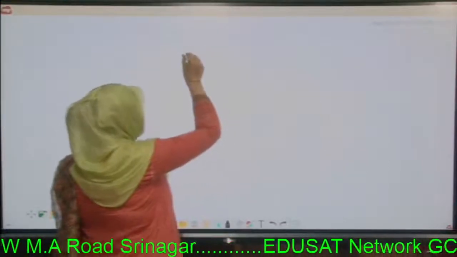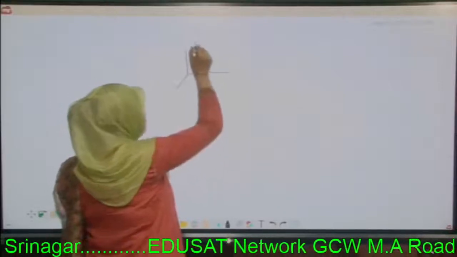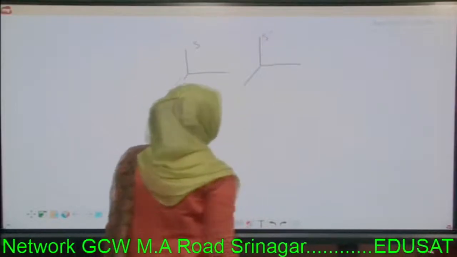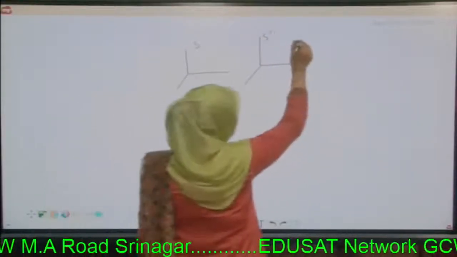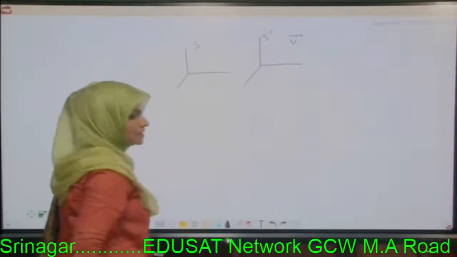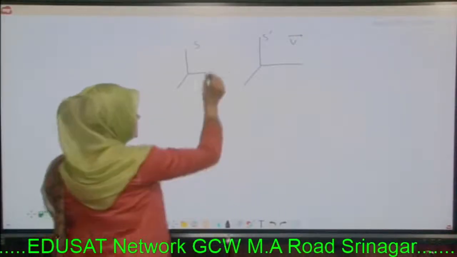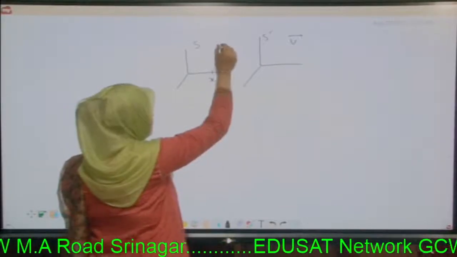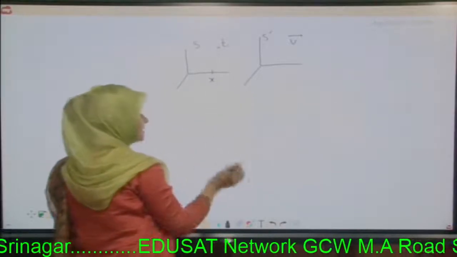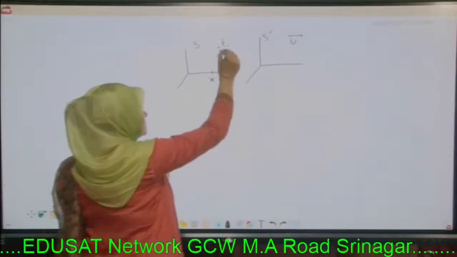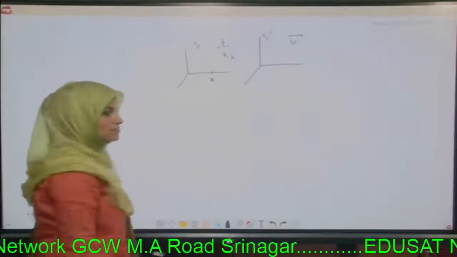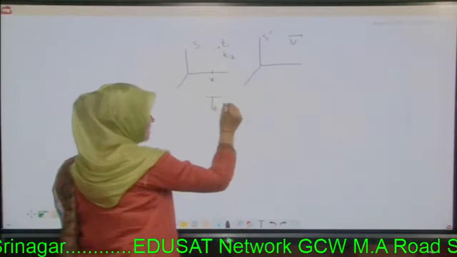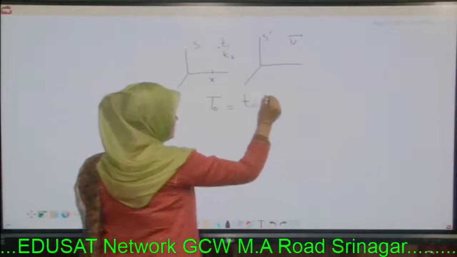So again we choose two reference frames, S and S prime, right? This is at rest and this is possessing a uniform velocity v with respect to the S frame. Now suppose I choose a coordinate x and I fix it. And then I observe an event at a certain time t1, and at the same position I observe another event at a certain time t2. So what is the time interval between the two events? Obviously that is t naught, the absolute time, given by t2 minus t1.